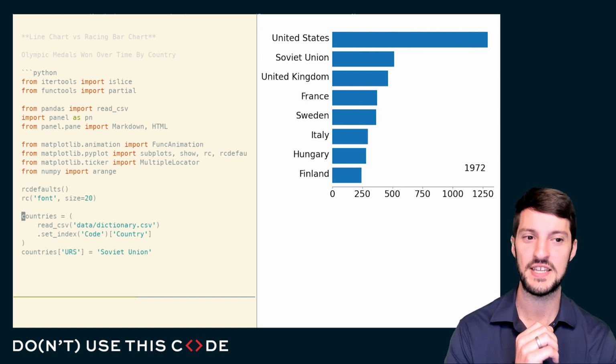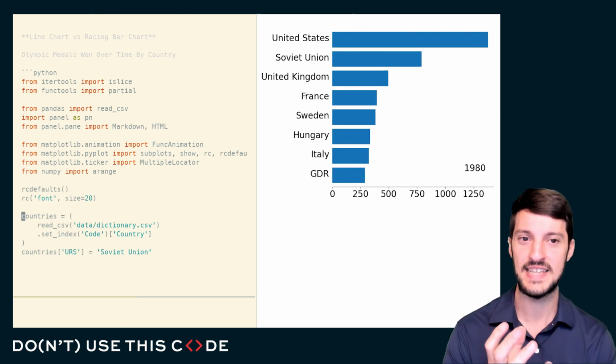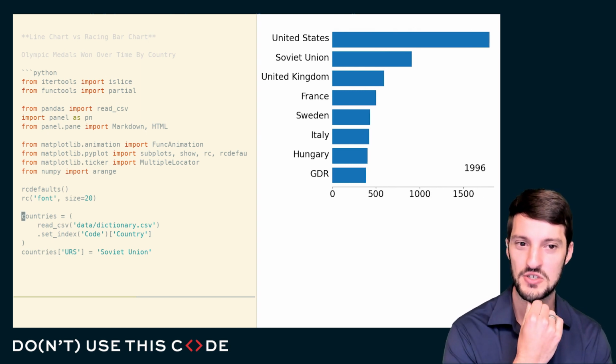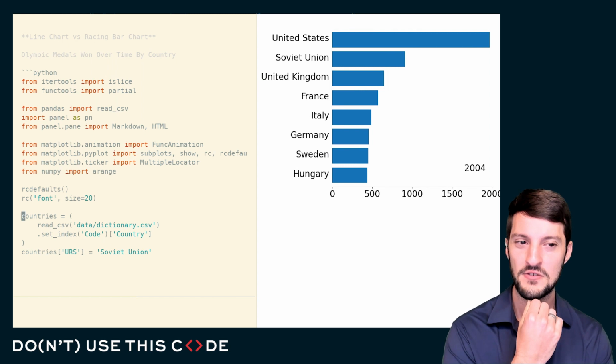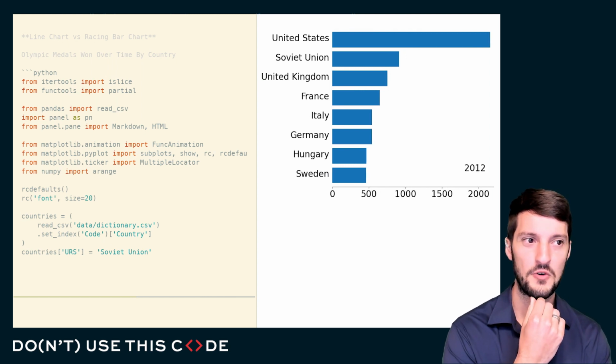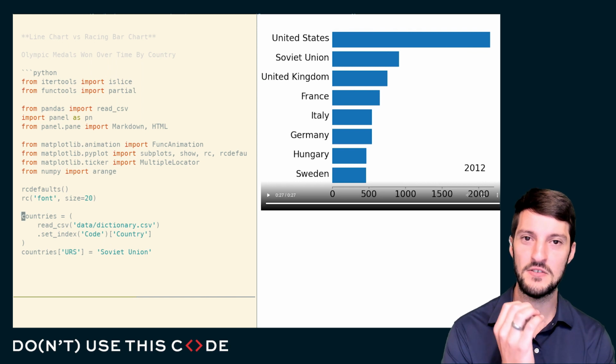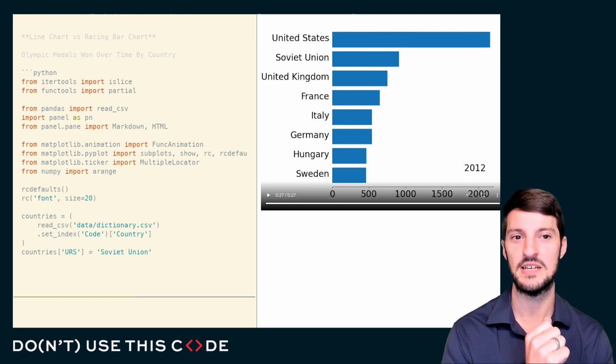We see that the United States has the most cumulative medals to date, but second place is Soviet Union. We can see how these switch. But what we failed to do with this format of a racing bar chart is we failed to really convey how those positions change over time.